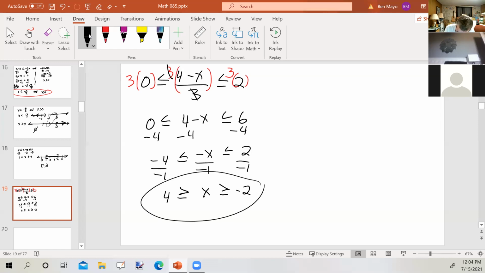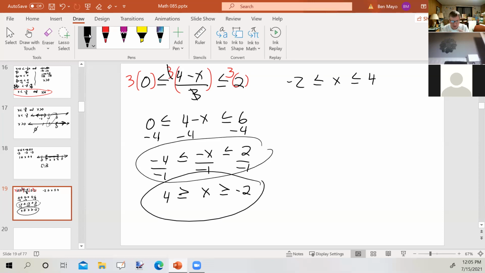So I'm going to change its viewpoint. I'm not going to change the directions of the signs. I'm going to change the whole thing, so it's going to look like this. Are we all right with that? Here, because I divided by a negative, I did change the direction of the signs. But from here to here, I just turned it around to write it from smallest to largest.